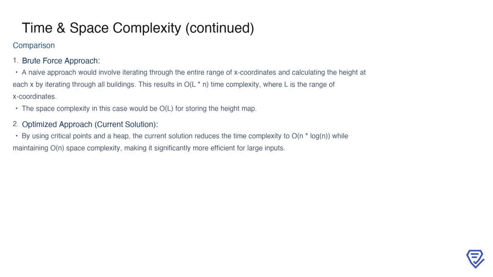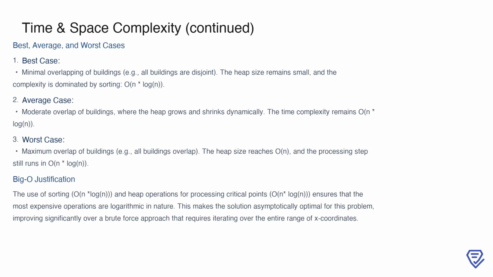The space complexity is also reduced to O(n), as it avoids storing unnecessary data like the height map for every x-coordinate. The efficiency of the solution can be further understood by analyzing the best, average, and worst cases.